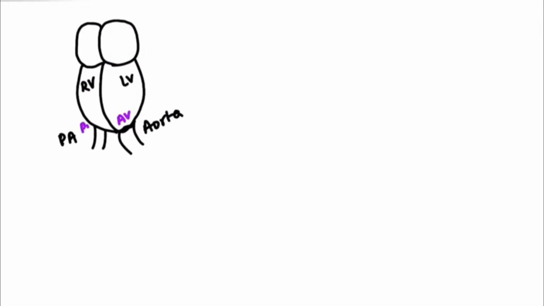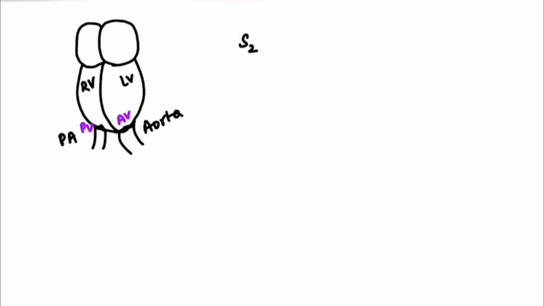Now, what does a wide split S2 mean? So, just for understanding, let's look at this diagram where the left ventricle opens into the aorta through the aortic valve and the right ventricle opens into the pulmonary artery through the pulmonary valve. So, this aortic valve and the pulmonary valve are the semilunar valves, and closure of these valves produces S2.